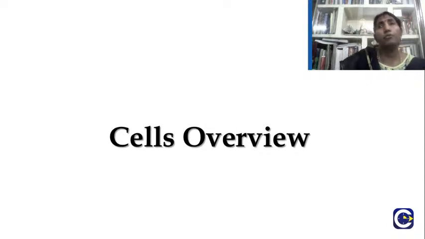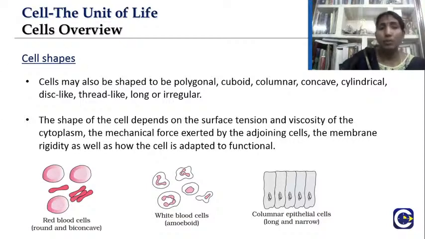But still, some of the basic things you wouldn't have understood really, or you would have missed actually. But when you want to become a future biologist, certain things you need to have a clear-cut concept of, and that is what we are going to build today with the cells overview. So look into the cell shapes.